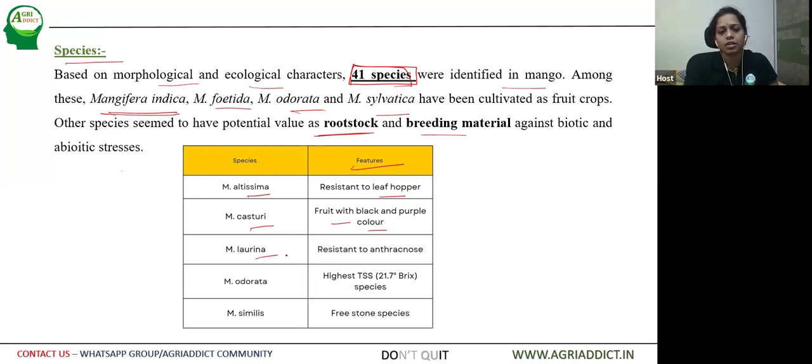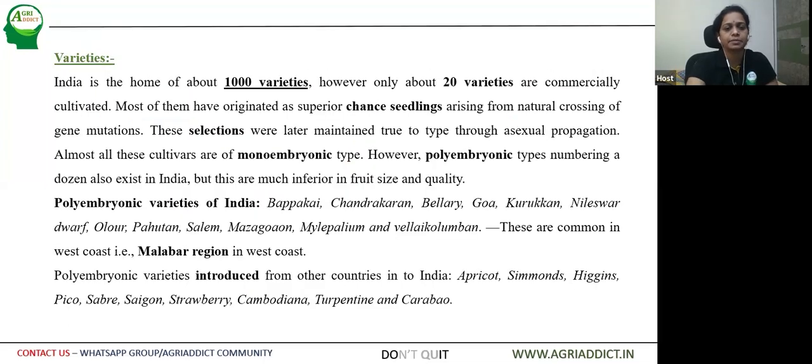Then Mangifera laurina, which is resistant to anthracnose. Mangifera odorata, highest in TSS, the sugars in the fruit, which is around 21.7 brix. Then Mangifera similis, which is a free stone. So almost a rudimentary stone is present in the fruit. So it can also be used for breeding purposes.